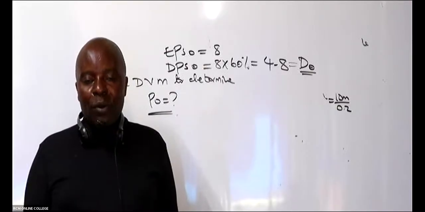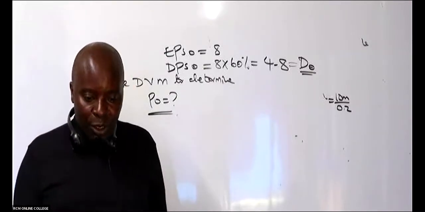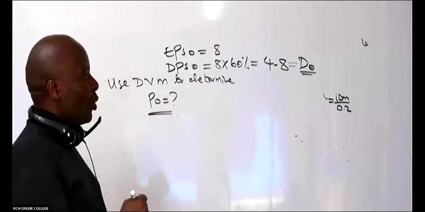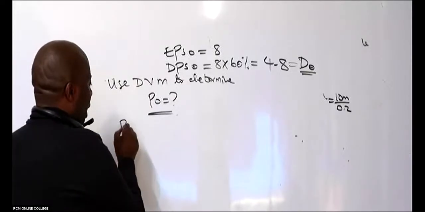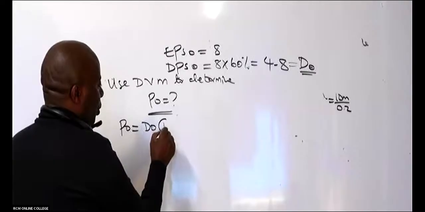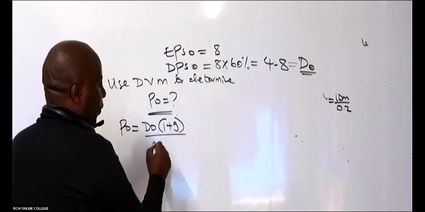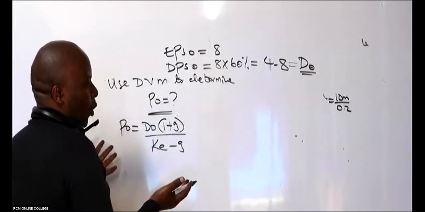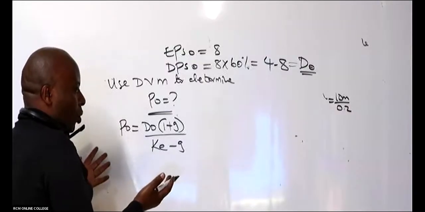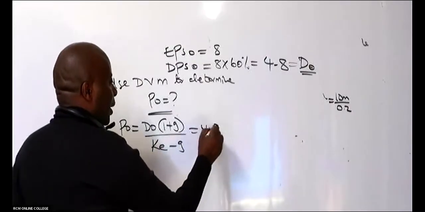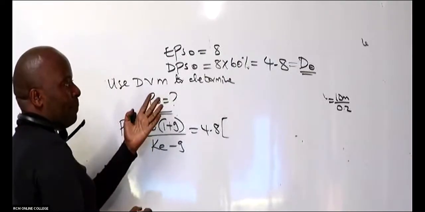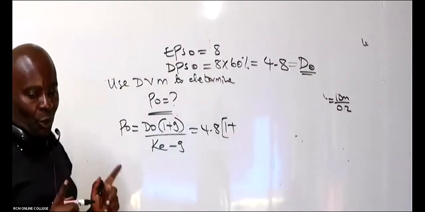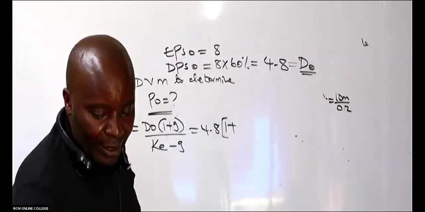So, ladies and gentlemen, they want me to use a dividend valuation method to determine P0 between the two. Not a problem. So how do we get this P0? I know the formula. P0 equals D0 into 1 plus g, all over cost of equity minus g. Fortunately, we have been able to get D0. Our D0, ladies and gentlemen, is 4.8, the one we got up there, into 1 plus the growth rate. The growth rate has been provided in the question.